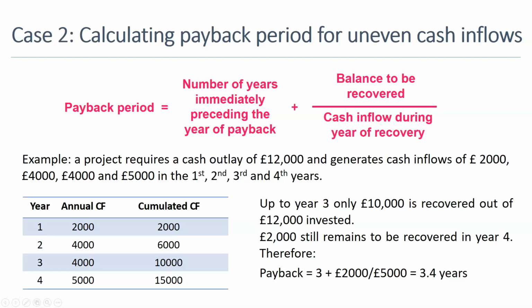In other words, we will not spend the whole of year 4 recovering this amount. We will generate more than the £2,000 required. That is why we will only spend part of this year in order to recover the remaining £2,000.